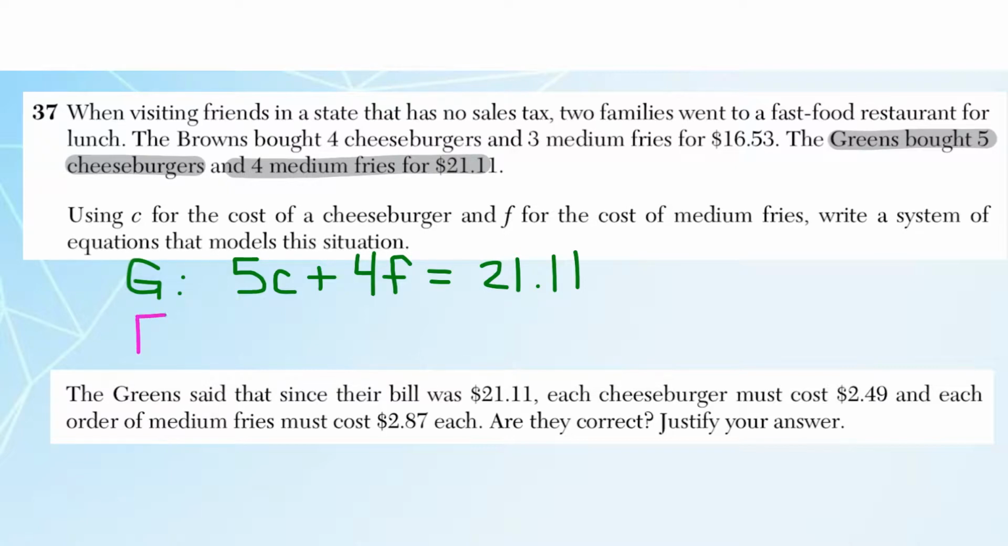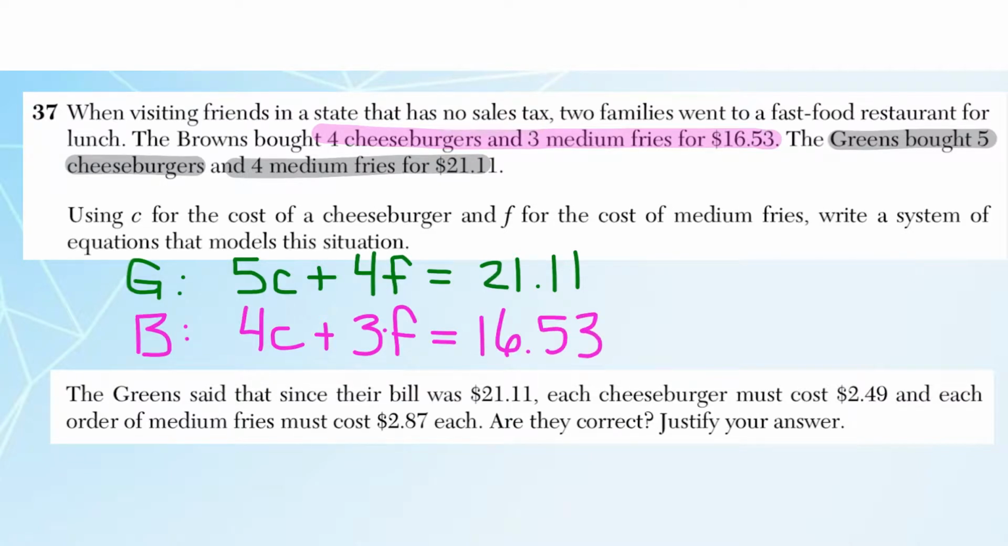And for the Browns, I'm actually going to use purple here. The Browns bought 4 cheeseburgers and 3 medium fries for $16.53. So for them, the equation would be 4C for 4 cheeseburgers plus 3F for 3 fries. And their total cost was $16.53. All right, so the first problem is done now.